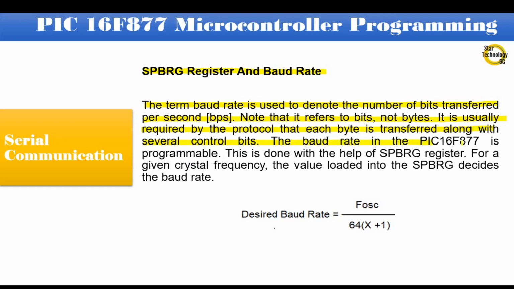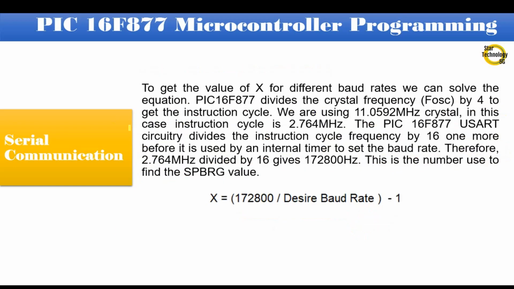The baud rate in the PIC16F877 is programmable. This is done with the help of the SPBRG register. For a given crystal frequency, the value loaded into the SPBRG decides the baud rate. Desired baud rate equals F oscillator divided by 64(x plus 1). To get the value of x for different baud rates we can solve the equation.